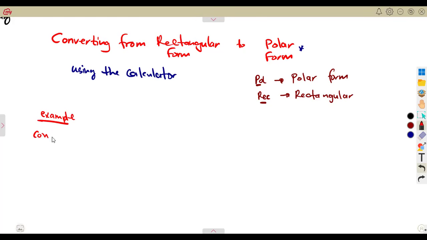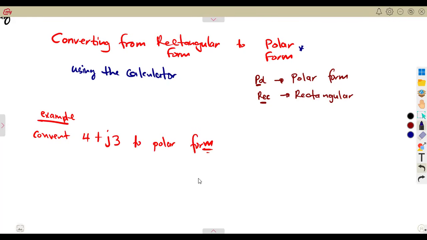Convert. Let's say we want to convert a certain complex number, which is given as 4 plus J3, like this. This is in rectangular form, so we want to convert to polar form.